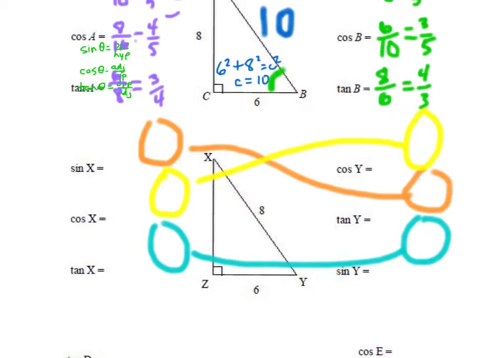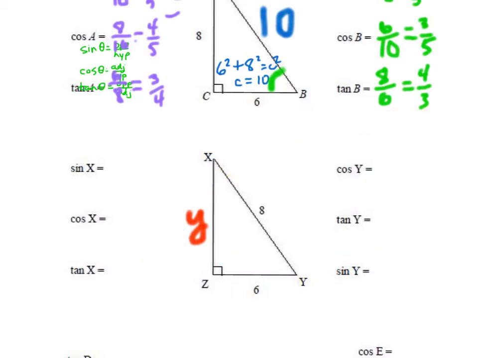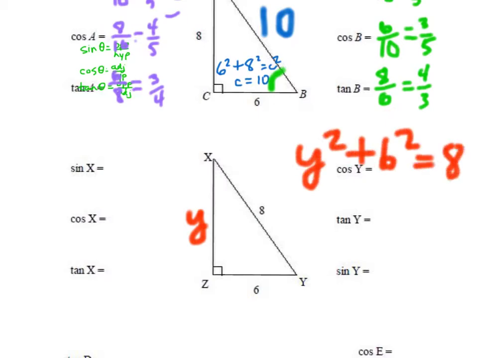In this example here, we have another right triangle with a missing side, so we need to solve for that missing side first. To solve for side y, what we're going to have to do is use the Pythagorean theorem again. So we have y squared plus 6 squared equals 8 squared. And solving for y, we should get y equals 2 times the square root of 7.